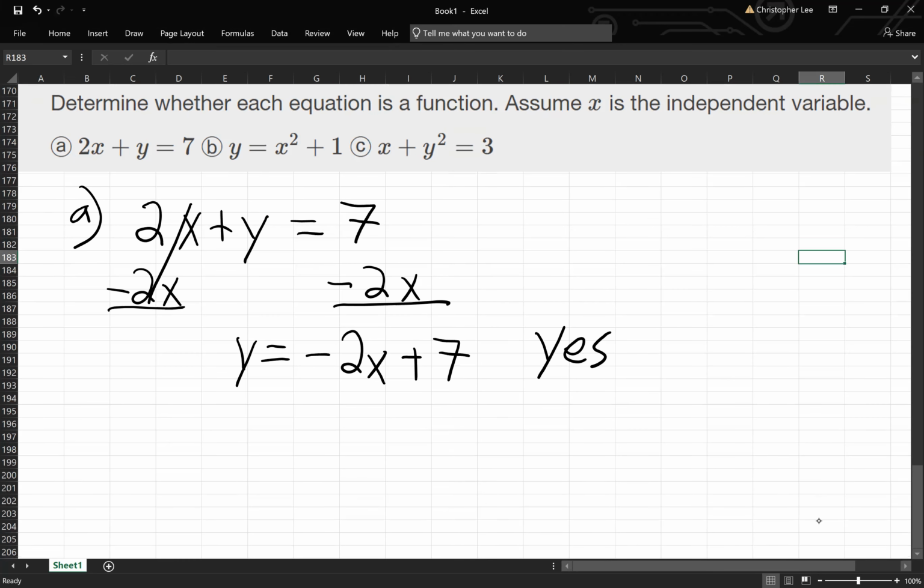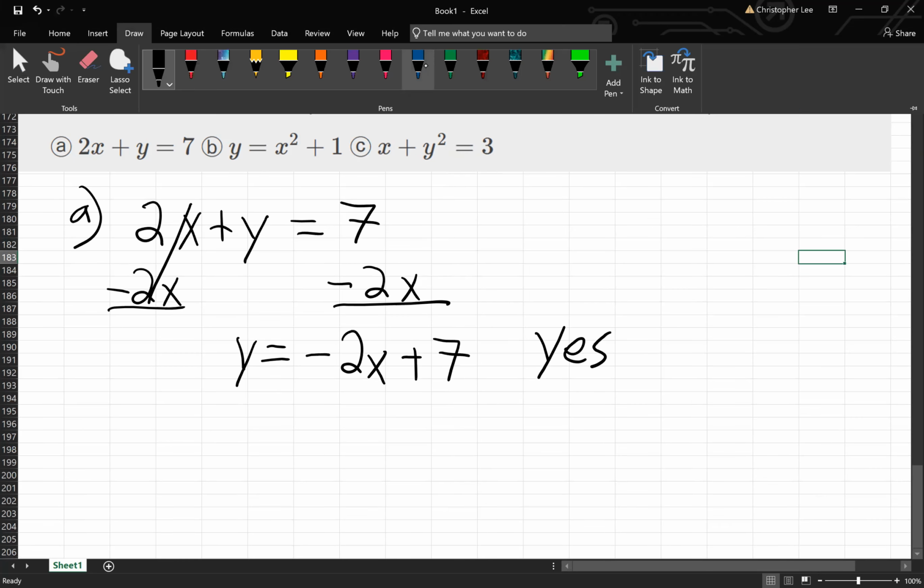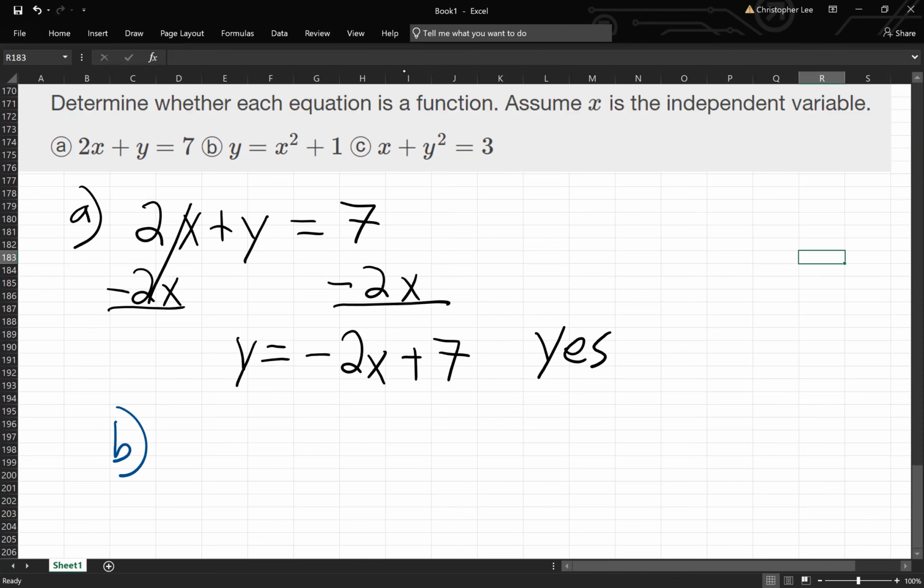Let's look at B. I'm gonna switch up the color real quick. Why didn't you just say yes? Because it's a function. Yes, it can be no. Let's take a look. B: I got y is equal to x squared plus 1. Right? This thing is already solved for y. I ain't got nothing to do. Is it a function? Yes or no? Pick one. Wrong. Yes, it is a function.